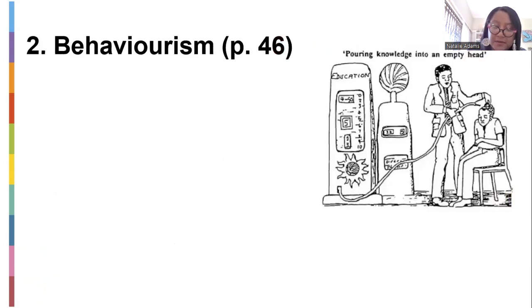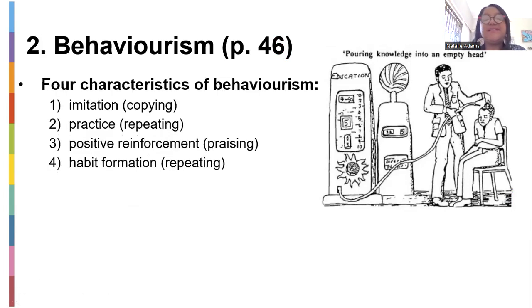Okay. Now, the second theory that we're going to look at would be the behaviorist, and that is what we call behaviorism. So the behaviorists believe that a child learns a language via education, just pouring knowledge into an empty head, and that's how a child learns. Okay, so that's a very interesting theory, but obviously that's not what we are expecting you to know. But we need to know what the behaviorists said, and they're looking at four characteristics of behaviorism. The first one would be imitation, practice, positive reinforcement, and habit formation.